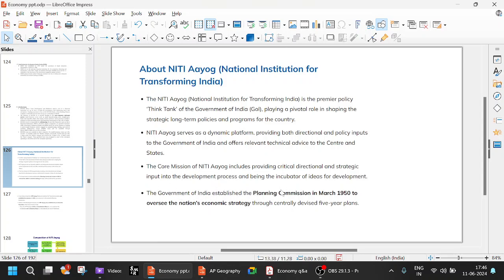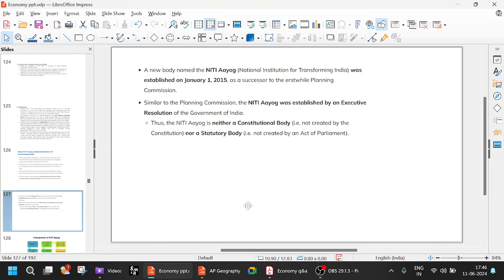So Government of India established Planning Commission in 1950 to oversee the nation's economic strategy. Next, in 2015, Niti Aayog was formed and it replaced the Planning Commission. Similar to the Planning Commission, Niti Aayog was established by an executive resolution of the Government of India. Okay, so it is not a constitutional body nor a statutory body. That means it does not have any act.